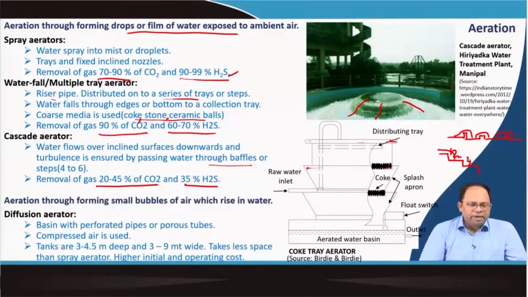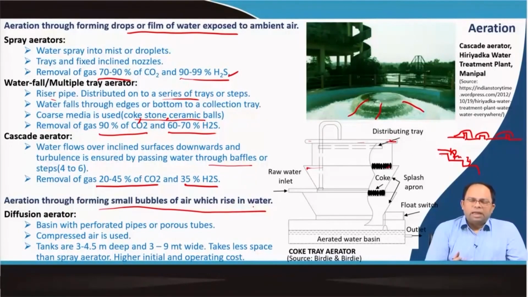Then finally, we have got diffusion aerators, that is where we use the process of aeration through forming of small bubbles of air which rise in water. That means, we use pressured air inside the water, and that forms bubbles which rise through the water, and that actually helps in mixing of water with air. So, we have a basin with perforated pipes or porous tubes, then compressed air is used to pass through these perforated pipes.